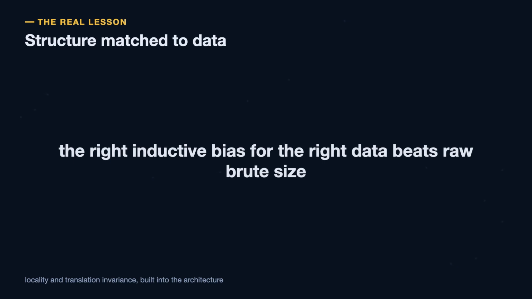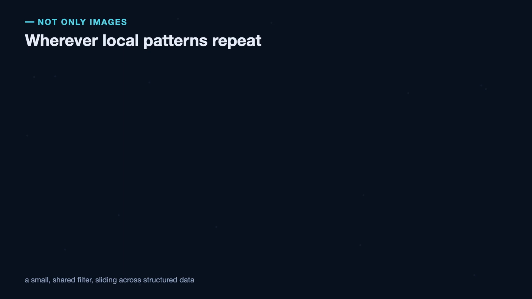Step back and see the real lesson here. The convolutional network wins because its very structure matches the structure of images. Locality and translation invariance, built directly into the architecture. The right inductive bias for the right kind of data beats raw brute size. Hold onto that idea, it matters for what comes next.